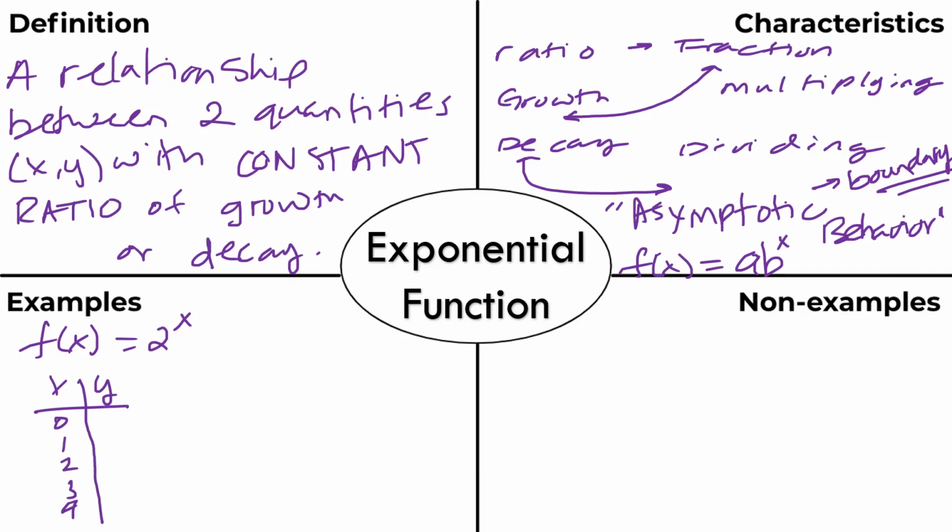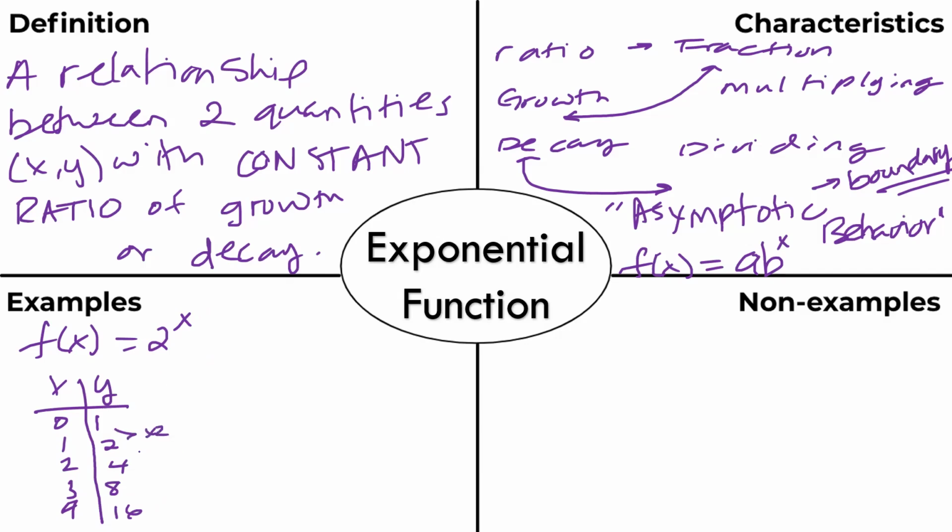2 to the 0 power. Anything to the 0 power, does anyone remember what that rule is? 1. Who said that? Oh, perfect. Anything to the 0 power is 1. So 2 to the 0 is going to be 1. Now we're at 2 to the 1. Anything to the 1 power is just going to be itself. Okay? 2 squared is 4. 2 to the third is 8. 2 to the fourth, 16. And notice this is our ratio.